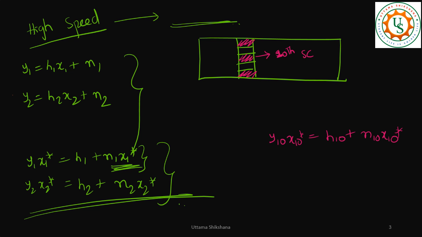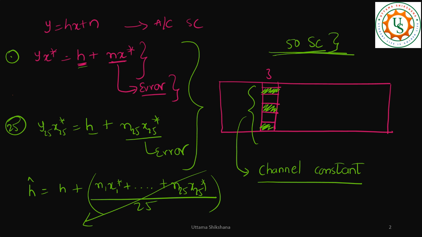Now the thing is that since we are not considering the channel is constant, we can make a little bit more relaxed assumption. That assumption is based on, I will just tell it here. When on the first subcarrier I am saying that the channel is constant, on the 25th subcarrier also I am saying the channel is constant, right? So let's say this is 25. This is like 1, 2, 3, 4, up to 25.